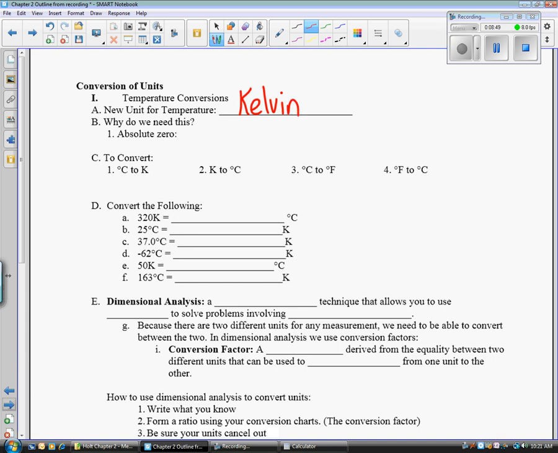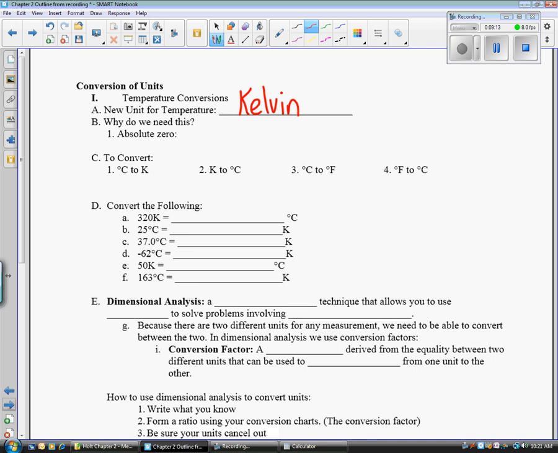K-E-L-V-I-N. It's capital because it's named after a guy's last name. Why do we need this? Well, when we get into chemistry and we start factoring in what temperature has to do with all these reactions and the energy and what happens on a molecular level, we multiply and we divide and we add. And the problem is if we divide by a 0 or multiply by a 0, we're done. The answer is always going to be 0 or infinity.